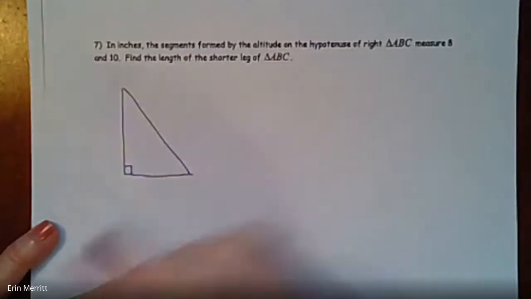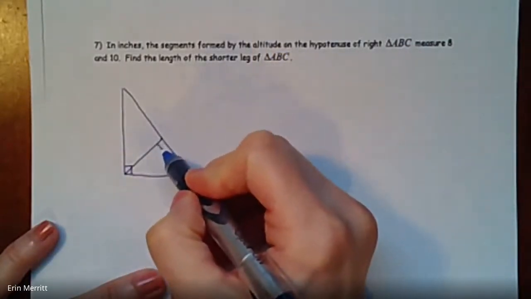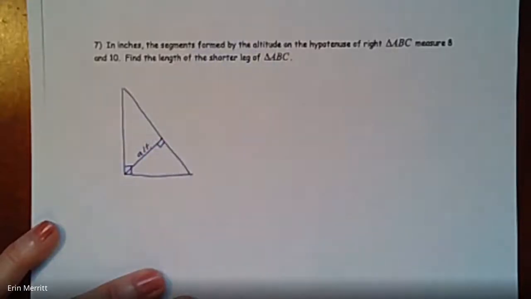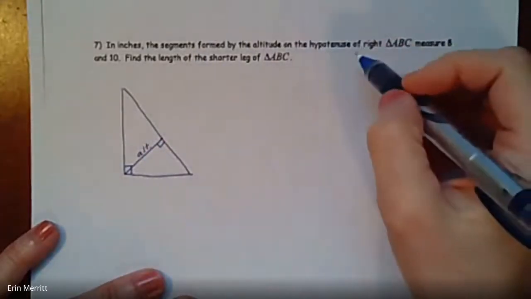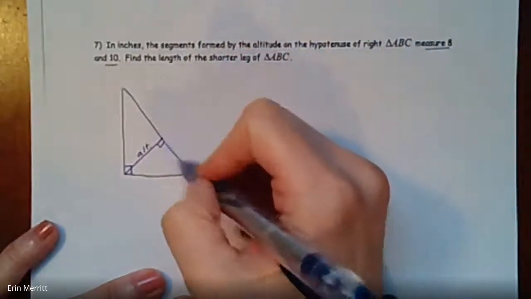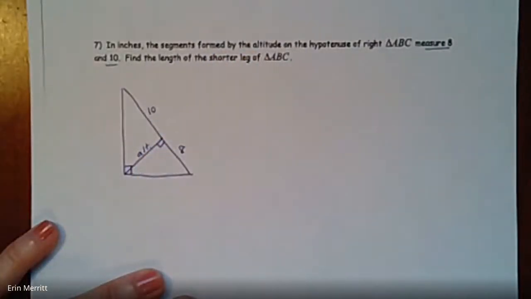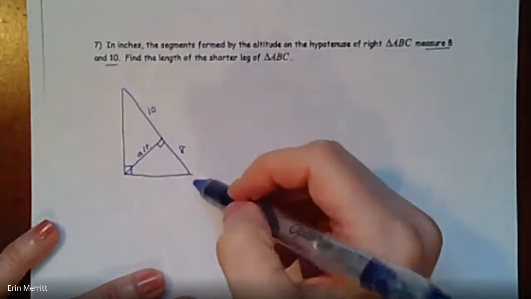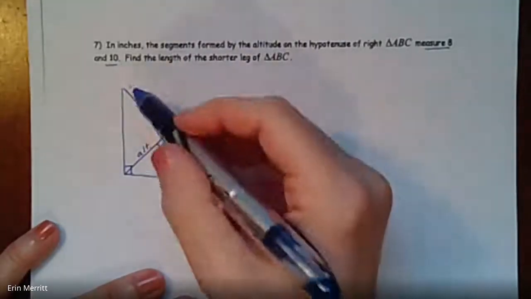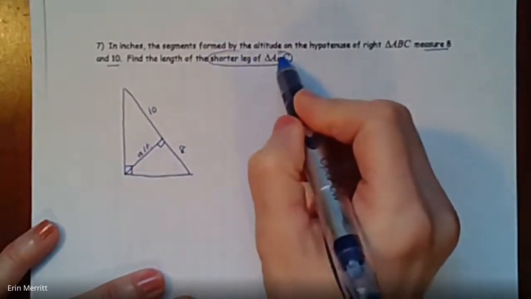So if here's my right triangle, they're saying that you have an altitude drawn to the hypotenuse. So you're going to draw a perpendicular. This is the altitude. And it's saying the segments formed by the altitude of the right triangle measure 8 and 10. So based on my picture, I'll make the shorter one 8, the slightly longer one 10. It says find the measure of the shorter leg of triangle ABC. Well, if you can't tell from your diagram, then you could solve for both legs and then see whichever one's shorter. Otherwise, based on my drawing, this one looks to be the shorter leg of ABC.